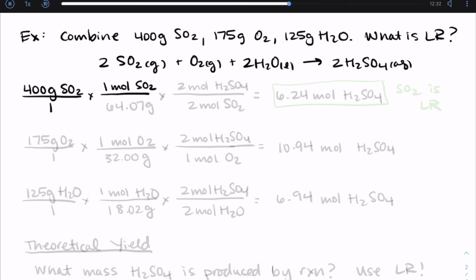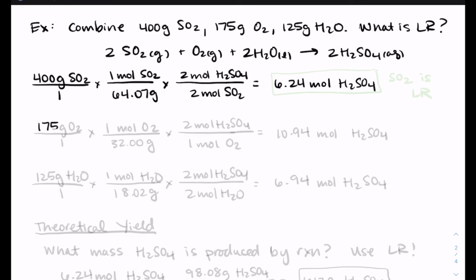So 400 grams of SO2, 1 mole of SO2 has 64.07 grams. And from my reaction, 2 moles of H2SO4 are made for every 2 moles of SO2 that I put in. This means that I could make 6.24 moles of H2SO4. That's my maximum amount that could be made from the SO2.